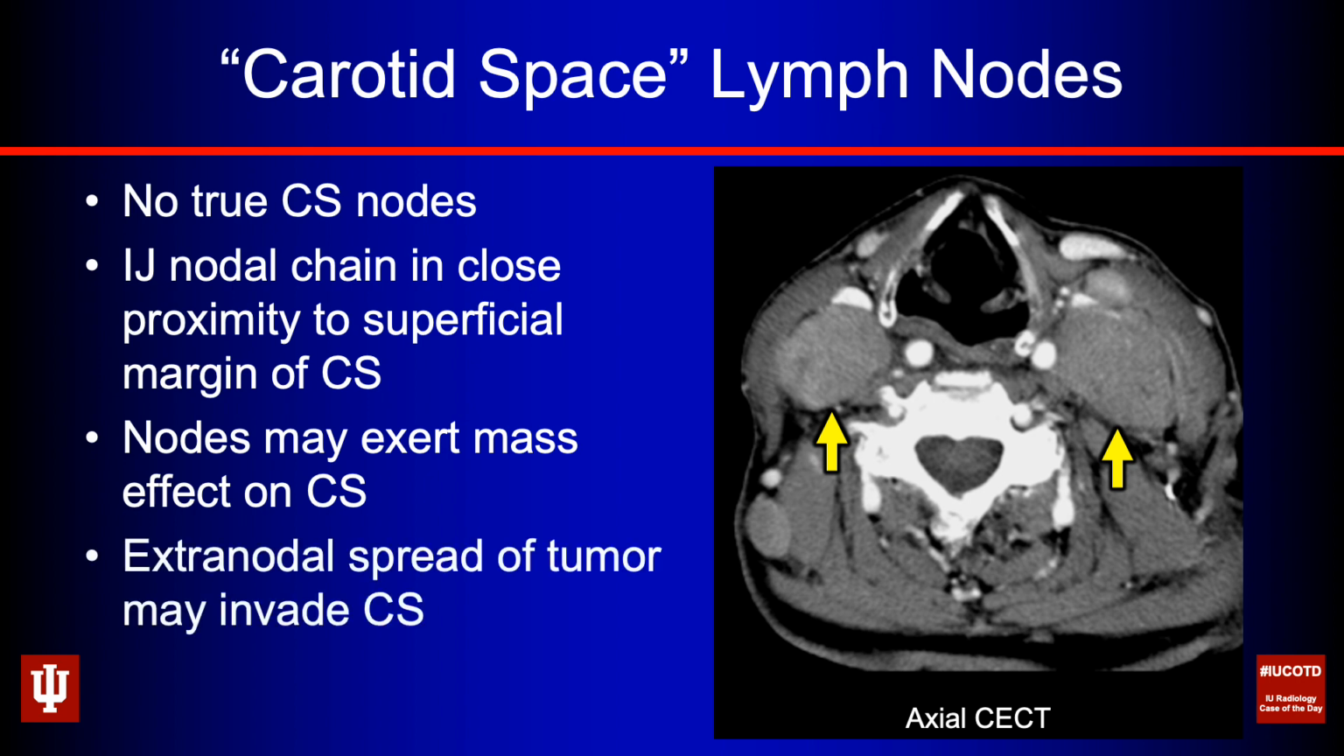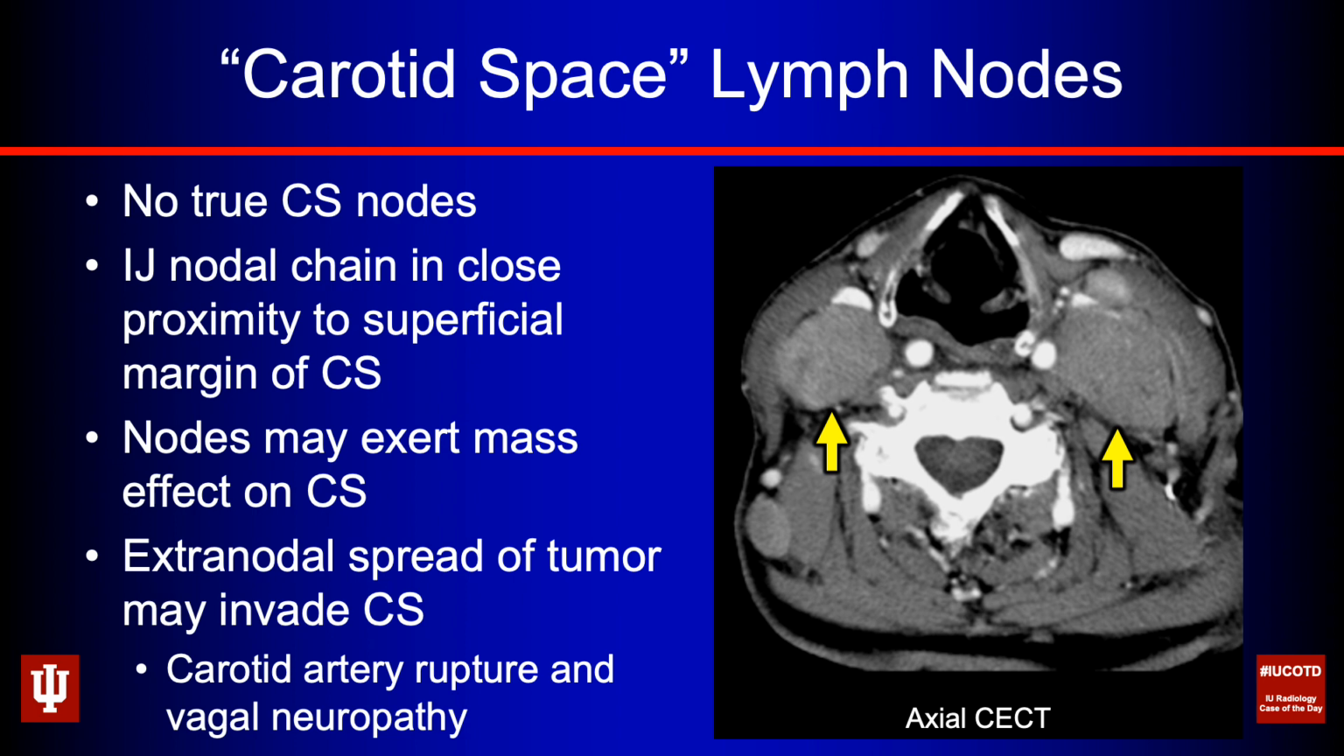And if you have extranodal extension of tumor, like squames in the neck that sometimes do that, or thyroid carcinoma with nodal mets, they can blow outside of the nodal capsule. That can invade the carotid space, and that can set the patient up for bad consequences like arterial rupture and exsanguination, or even vagal neuropathy.